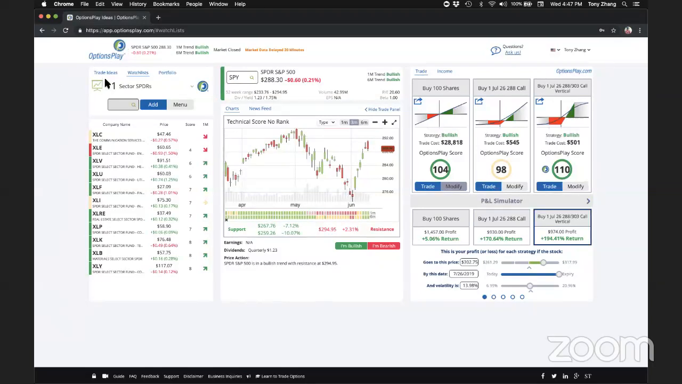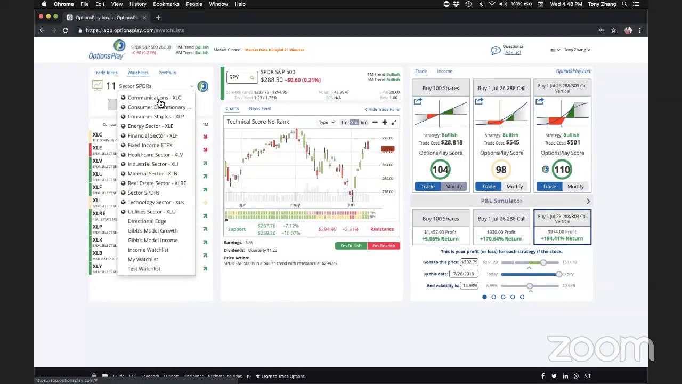You have 3 panels: trade ideas, watch list and portfolio on the left-hand side. In the middle is our security analysis panel. And on the right-hand side is trading and income. So what we want to focus on today is the watch list, because we have pre-built watch lists for you that scan the individual sectors.